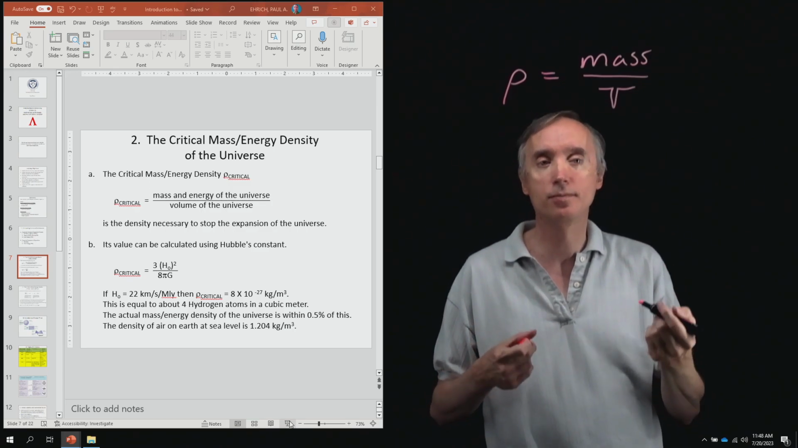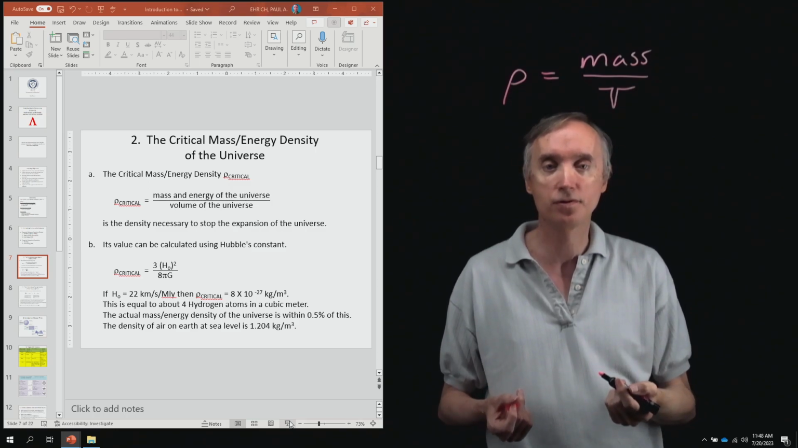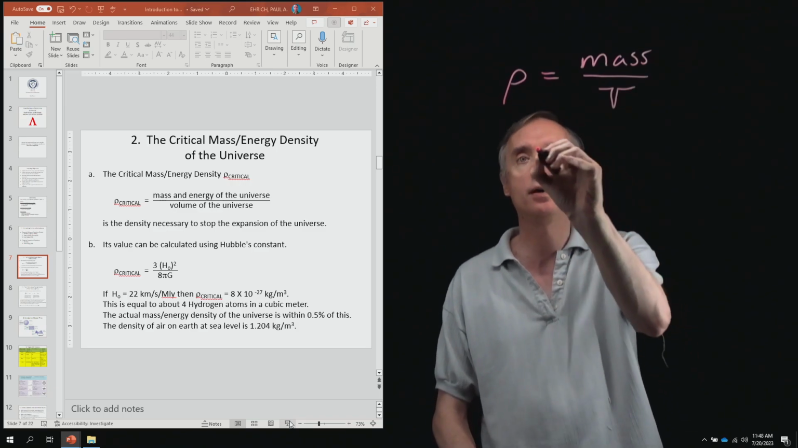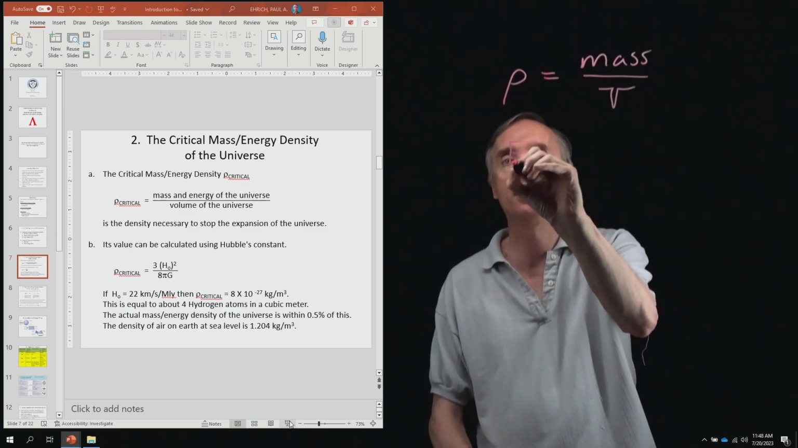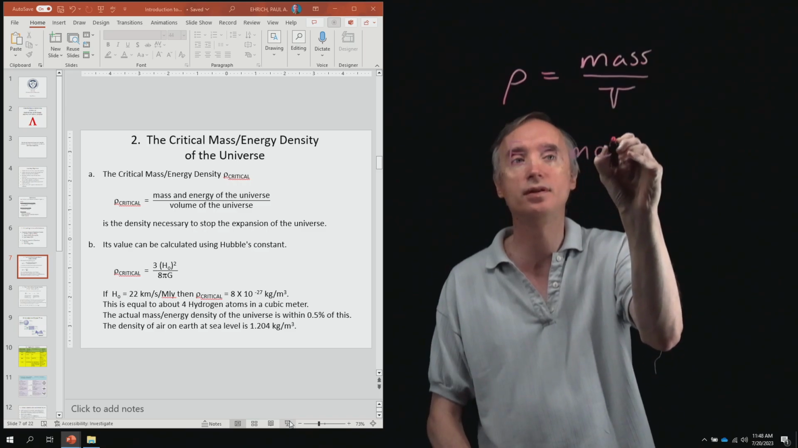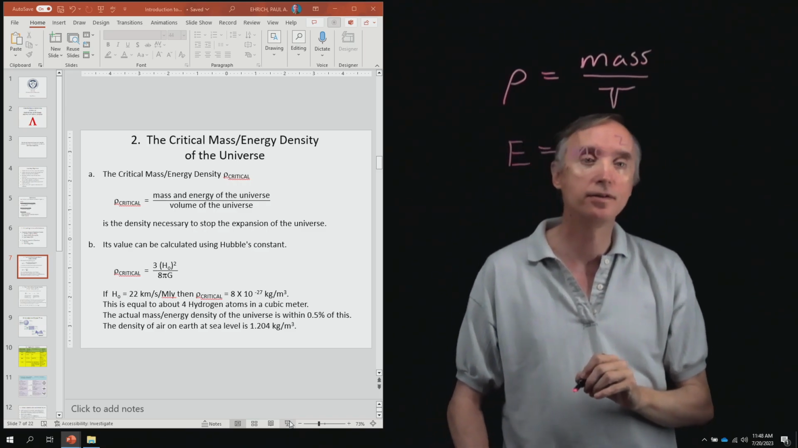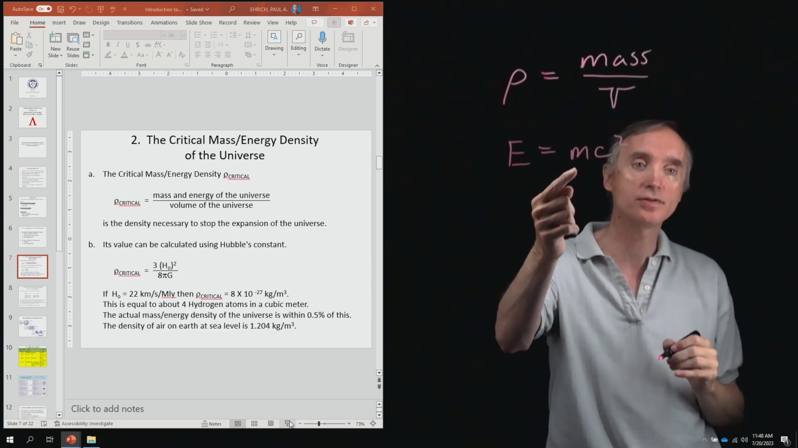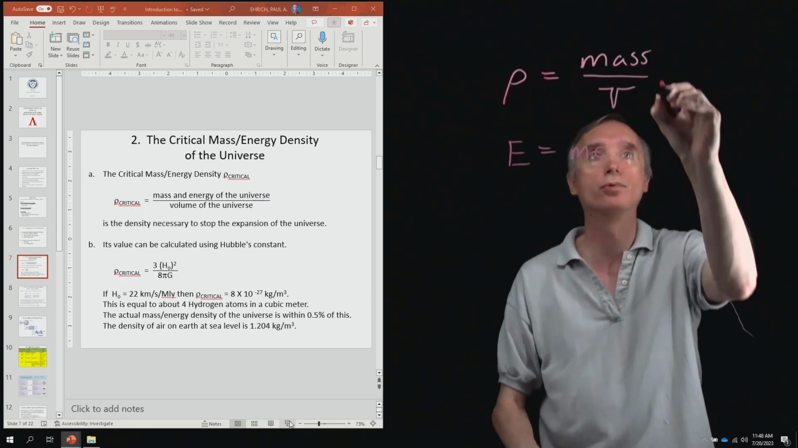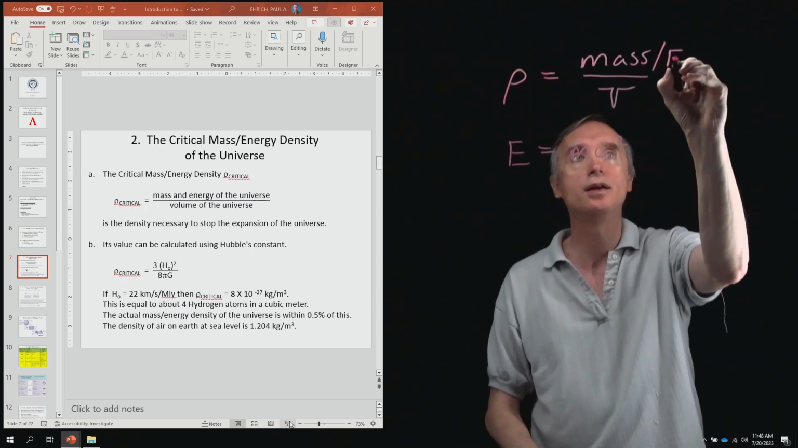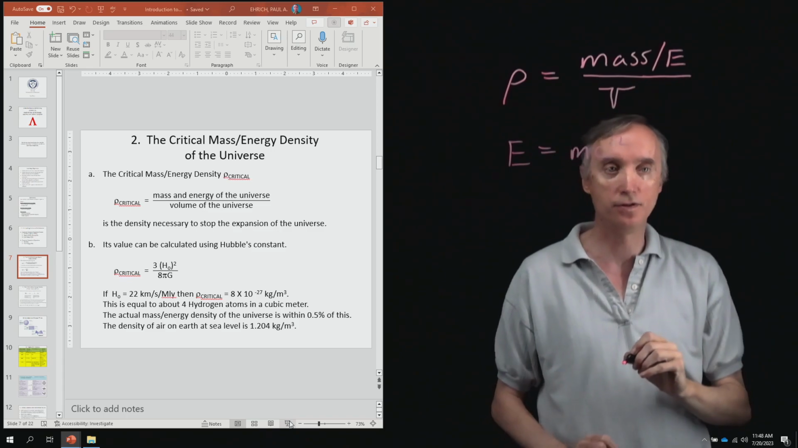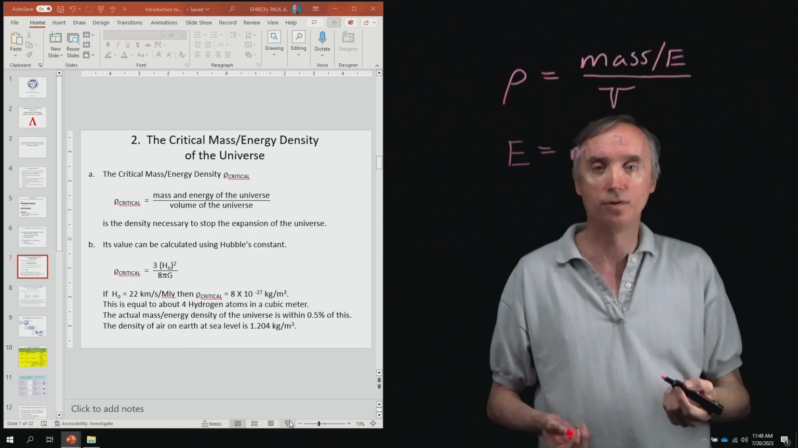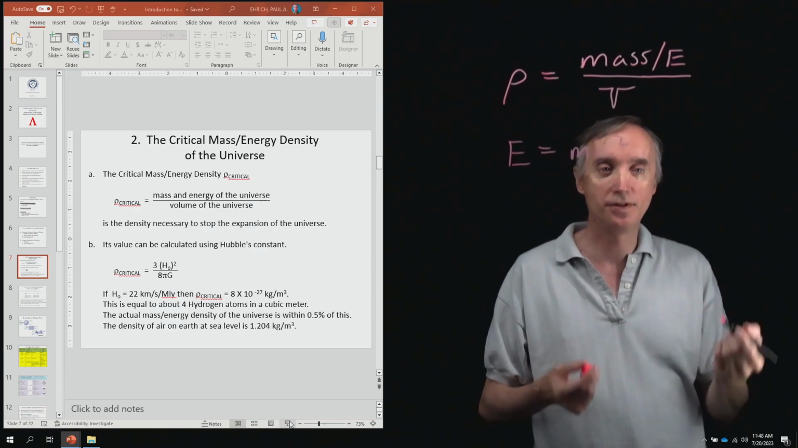But if we want to talk about the density of the universe, we also have to include the energy of the universe, because according to Einstein, energy is equal to mc squared. Since the universe has energy, the universe has mass, and so therefore we really need to talk about the mass energy density of the universe. So then the next thing would be, what would be the critical mass energy density?